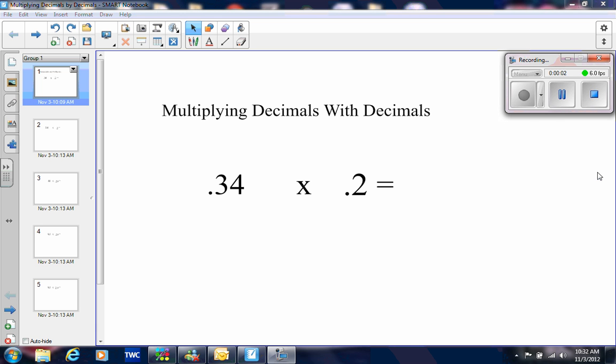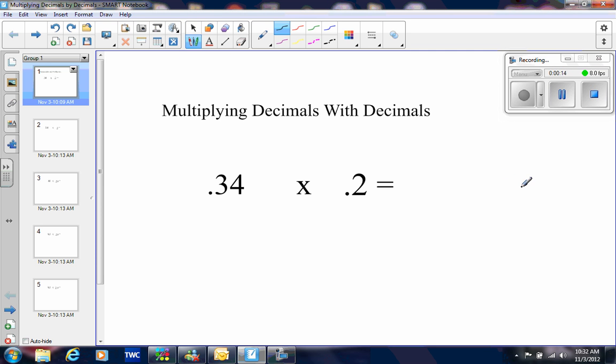Now we're going to be multiplying decimals with decimals. So you have 34 hundredths, so you're multiplying times 2 tenths. So when it comes time to do that, the first step is to totally ignore those decimal points. So you're simply going to take 34 and multiply times 2. When you multiply times 2, you end up getting an answer of 68.